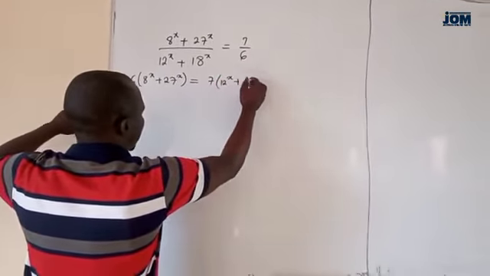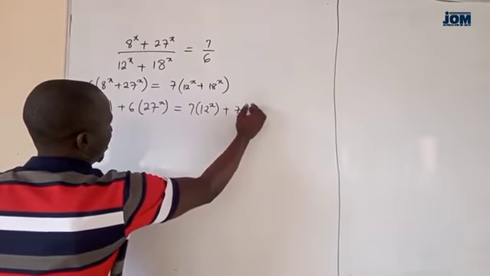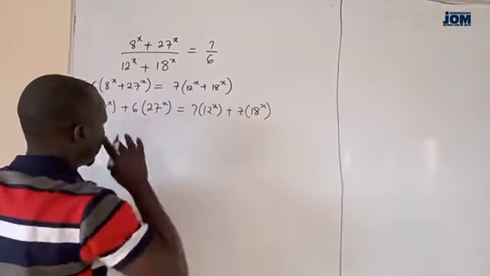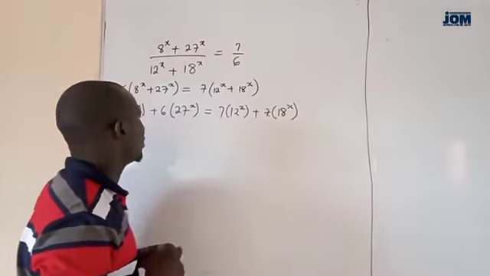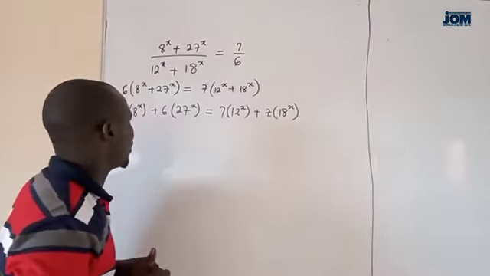Now let us distribute these numbers outside. So this becomes 6 multiplied by 8 raised to the power of x plus 6 multiplied by 27 raised to the power of x equal to 7 multiplied by 12 raised to the power of x plus 7 multiplied by 18 raised to the power of x. Now, if you observe, all these numbers are having powers of x.